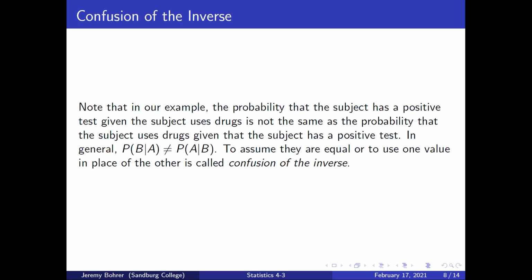Note that in our example, the probability that the subject has a positive test given the subject uses drugs is not the same as the probability that the subject uses drugs given that the subject has a positive test. In general, the probability of B given A is not equal to the probability of A given B. To assume that they are equal or to use one value in place of the other is called confusion of the inverse.